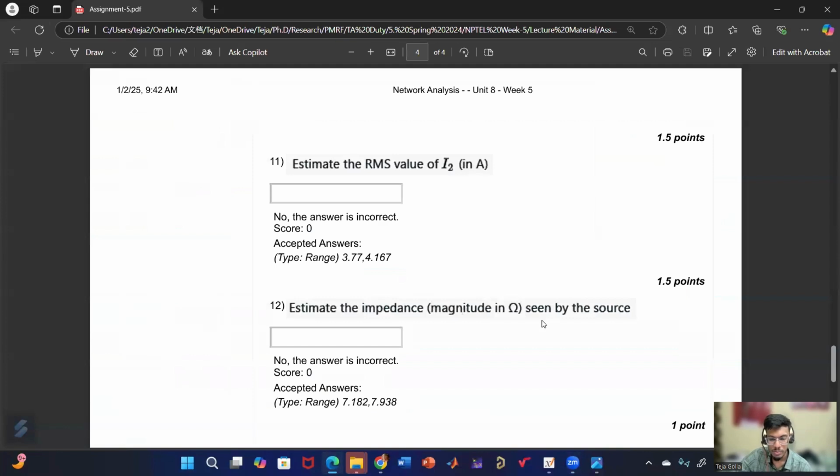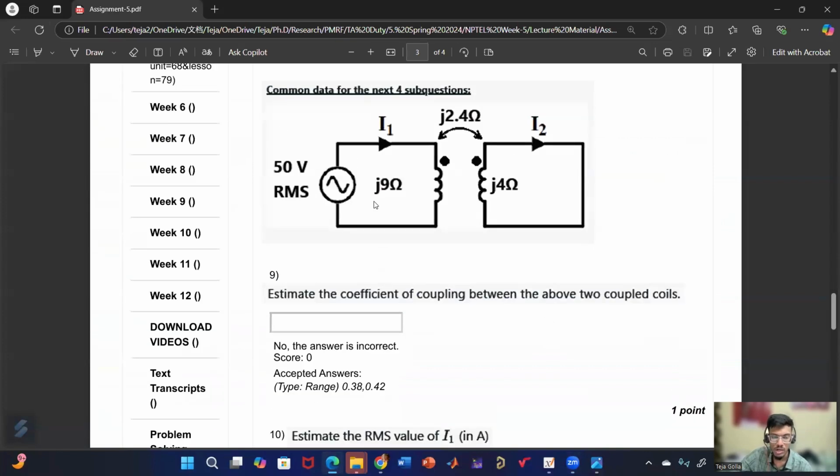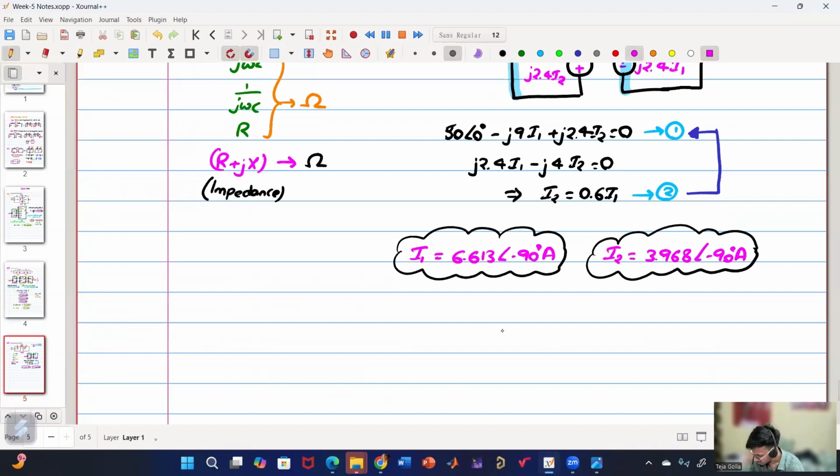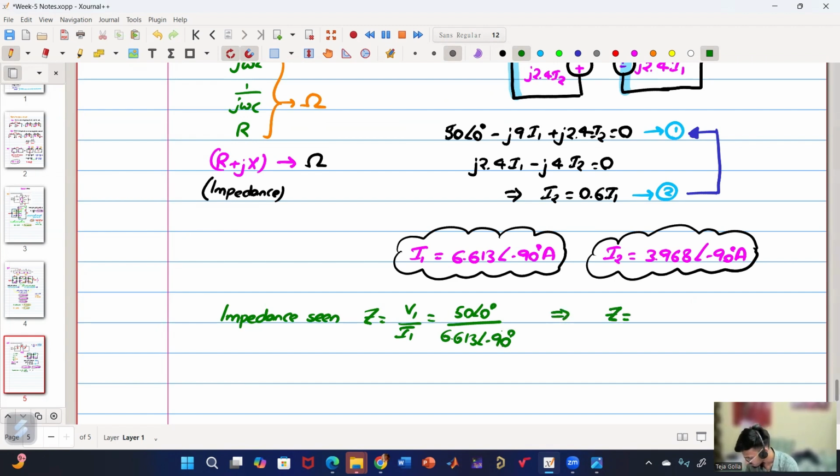Now they are asking for the impedance seen by the source. Impedance seen by the source is nothing but the voltage of the source divided by the current it is supplying. So impedance seen Z is V1 by I1, which is 50 angle 0 degrees by 6.613 angle minus 90 degrees. So the Z that you will get is 7.56 angle 90 degrees ohm, because it is impedance, the unit is ohm.